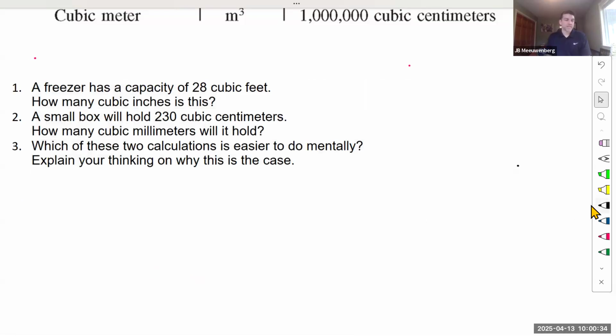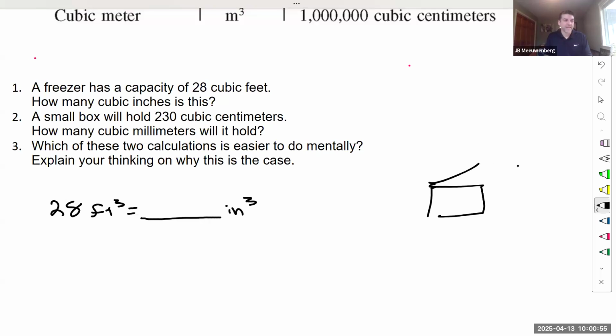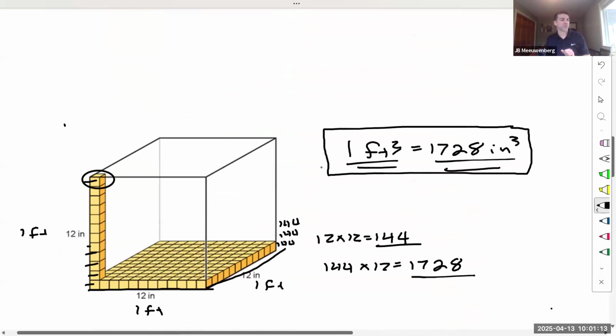So the first one involves some of those things we looked at earlier. A freezer has the capacity of 28 cubic feet. And we want to know how many cubic inches is that? Well, again, a cubic foot is much bigger than a cubic inch. So just like we did when we were dealing with area conversions in the previous section, if I say this is 1 cubic foot, do you recall that this is 1,728 cubic inches? Remember that from up here? 1 cubic foot is 1,728 cubic inches.